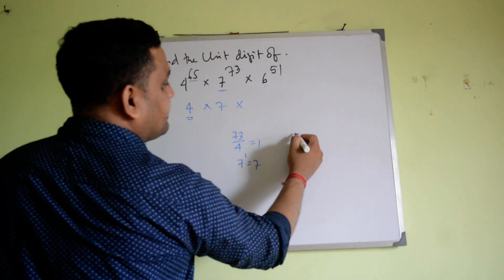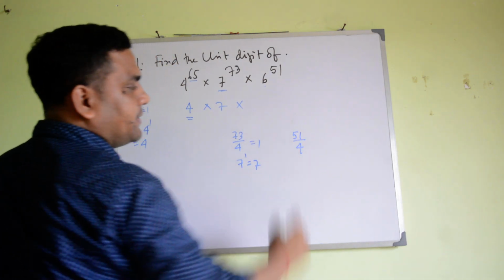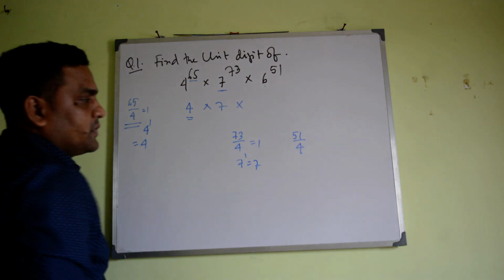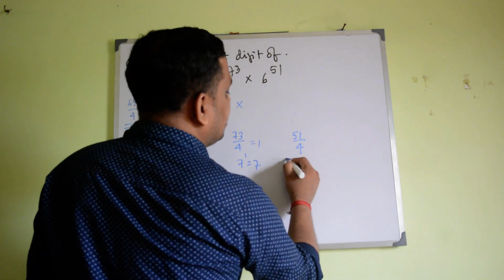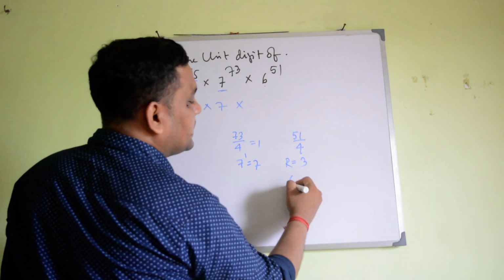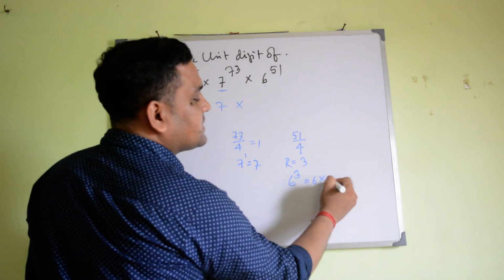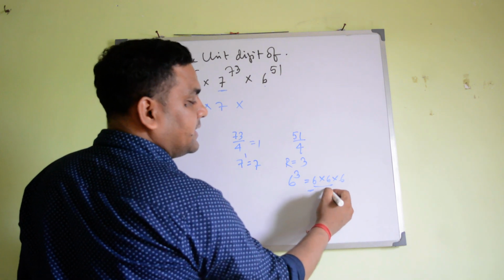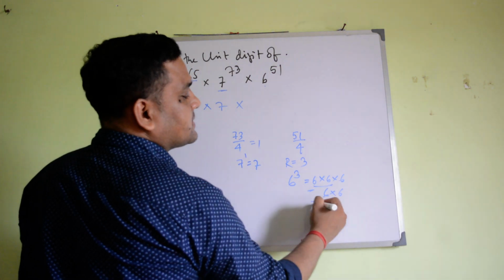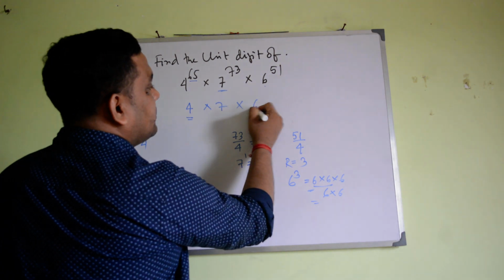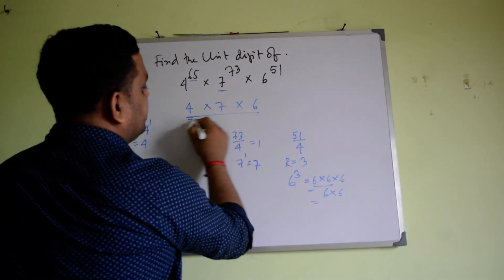Here 6 to the power 51. So 51 again divided by 4. So what is your remainder? The remainder is equal to 3. So what is your unit digit? 6 to the power 3. That means 6 into 6 into 6. 6 6 36. So 6 into 6, that is equal to again 36. So here 6.